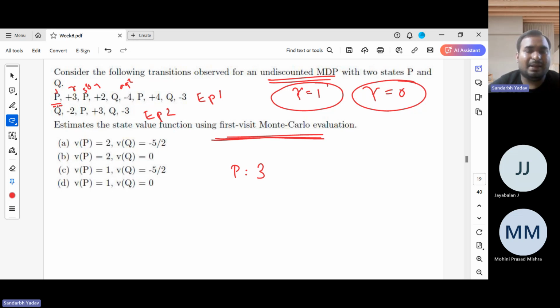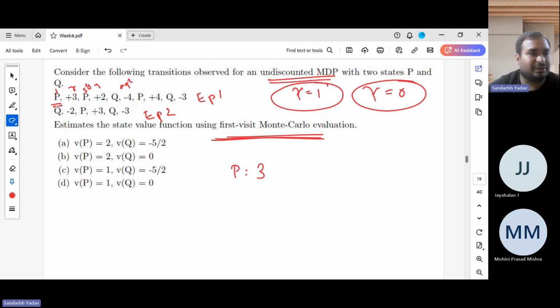Gamma equal to 1 might happen if we have a finite horizon problem. But if we have an infinite horizon problem, then gamma needs to be less than 1. Otherwise there are issues, like some things don't converge. So this is for episode 1. Now we calculate for the second episode also.